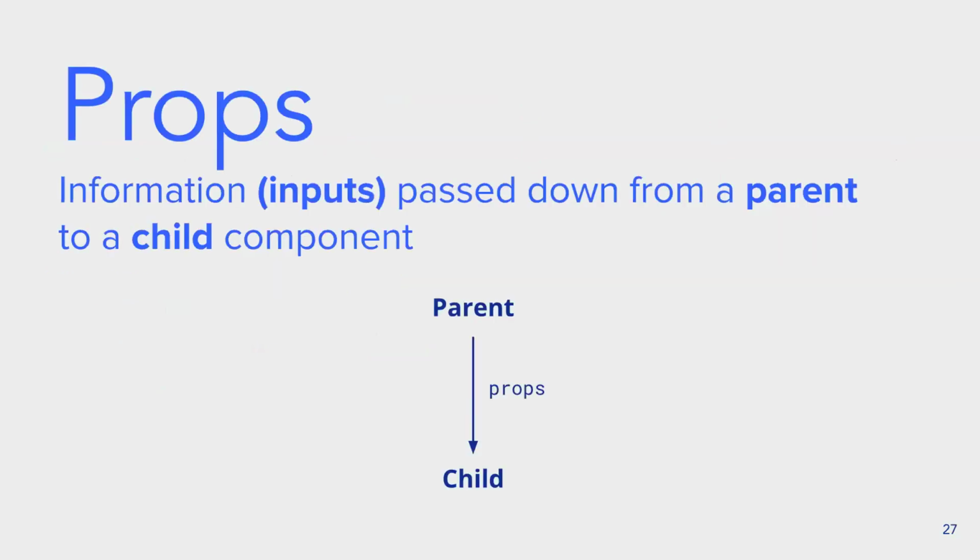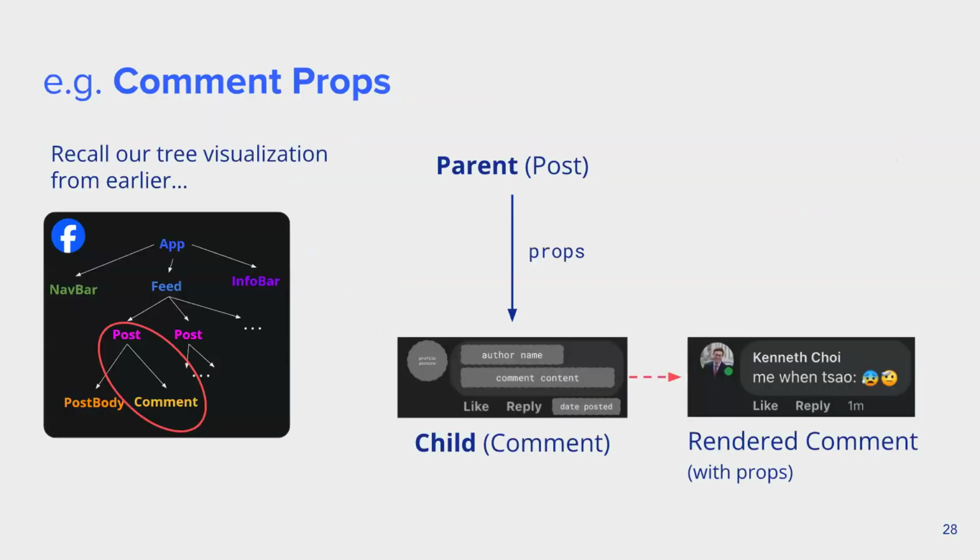In React, we do that using what's called props. Props are information, or you can think of them as inputs, and they're passed in from a parent component to a child component. So you can see here, the parent passes down props to the child component. If you remember our tree visualization from earlier, we have a post component that passes down props to a comment component, which is the child component, and it can use these props to render out the actual specific comments.